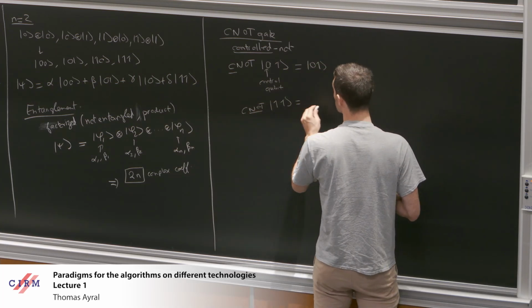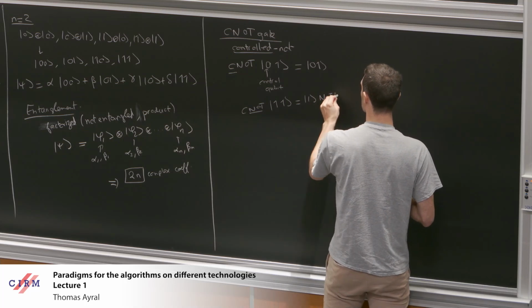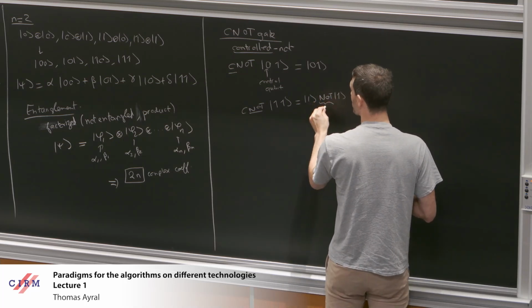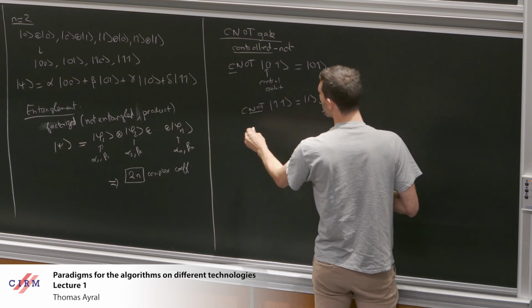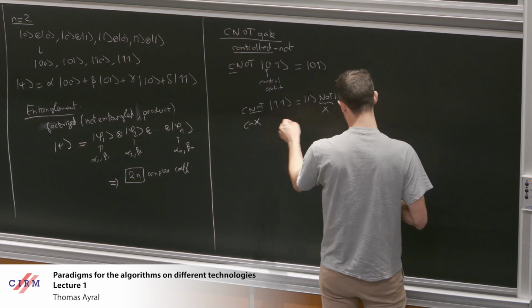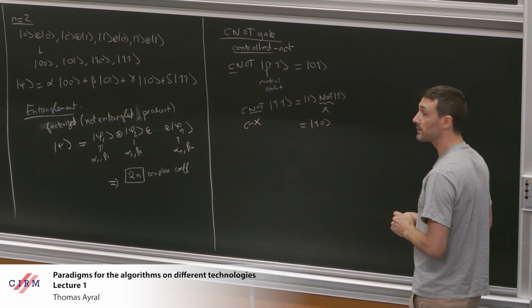So what you do is you do 1, and then you apply not on 1, so not in classical logic, which is also, by the way, what we called X before. So that's why you will also see notation that is Cx, that this control not gate is Cx. And then you end up with 1, 0. So that's the way this gate works.